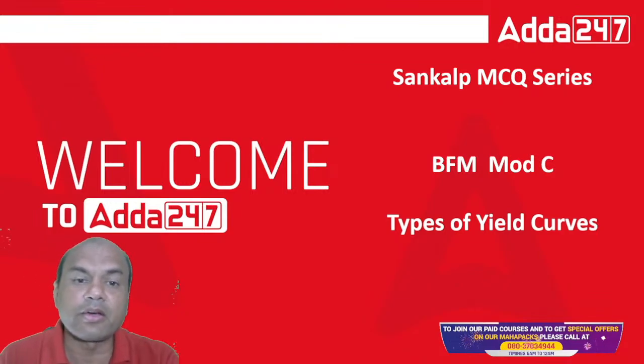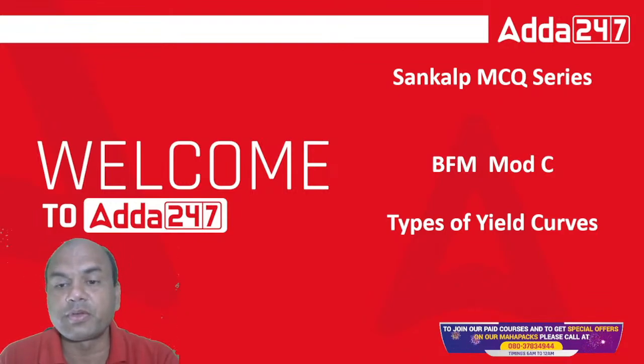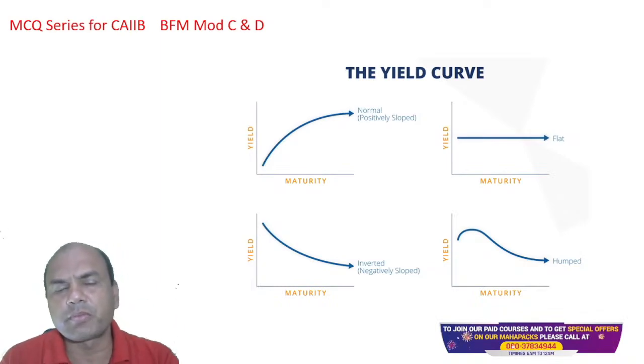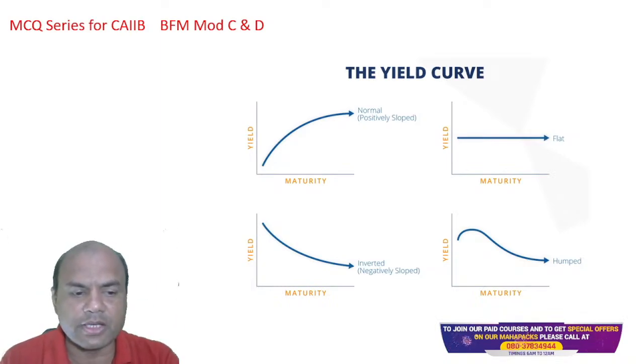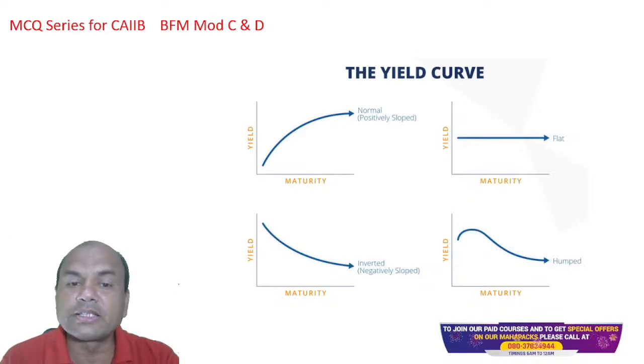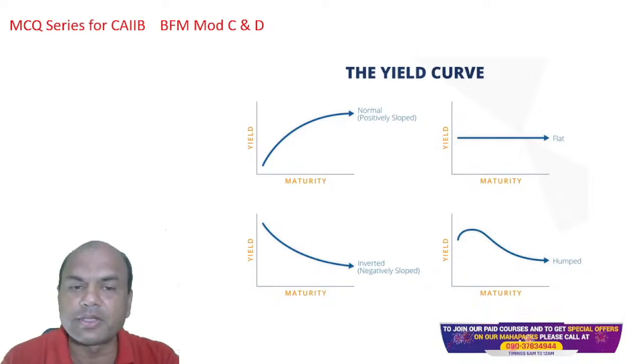Today I'll be covering different yield curves, the types of yield curves, and then the questions on that. It's a very important part from your exam perspective. There are four types of yield curves, always remember. One is the normal yield curve. Normal means what? Let me explain this.